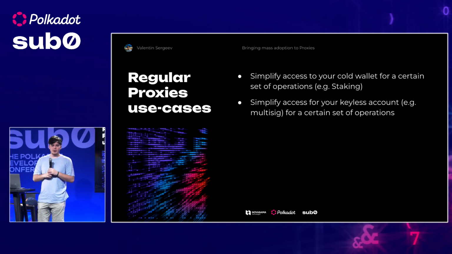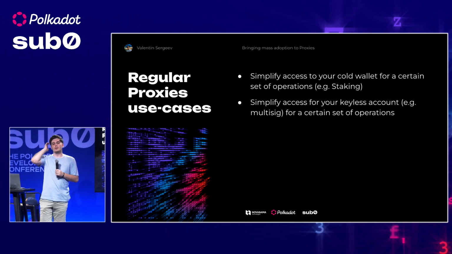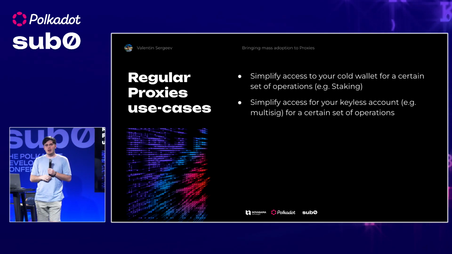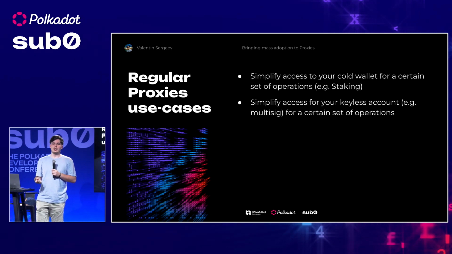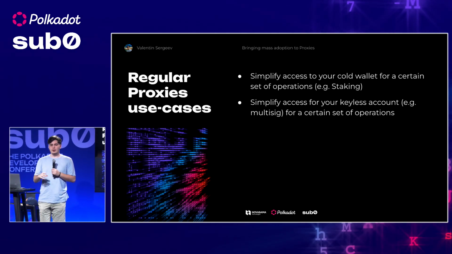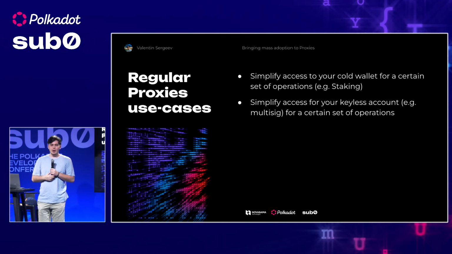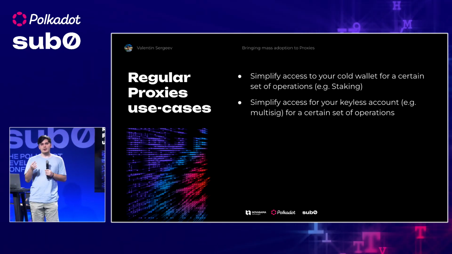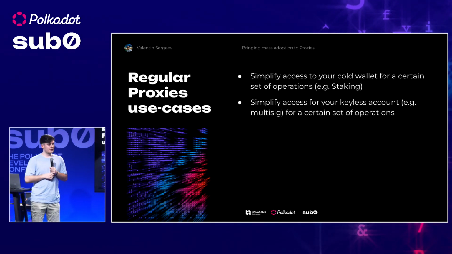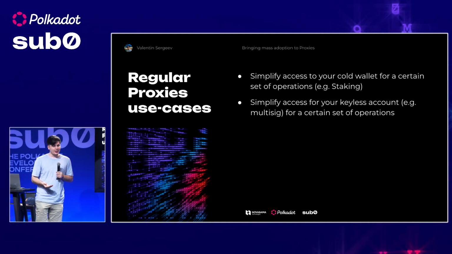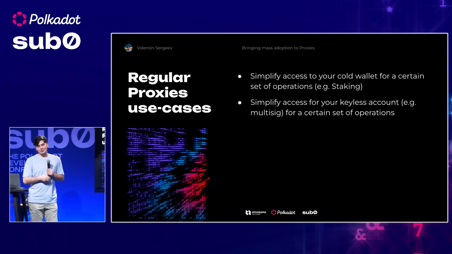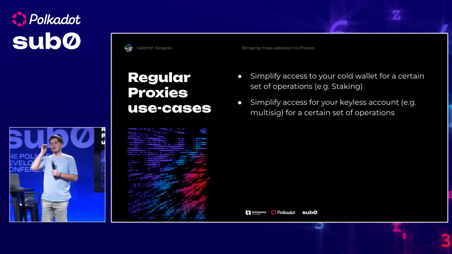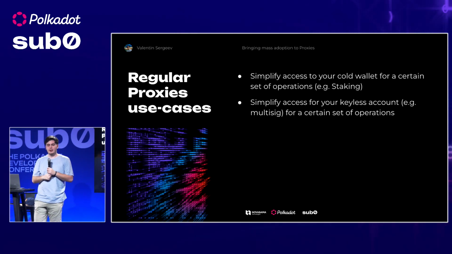Now let's talk a little bit about how you can use regular proxies. The main use case, I would say, for regular proxies is to simplify access to some other account, be it your cold wallet, for which you want to allow a certain operation, for example, staking. It's actually the most used use case. If proxies are used anywhere, it's a staking proxy to simplify access to a cold wallet. Also, it's like 90% of usage.